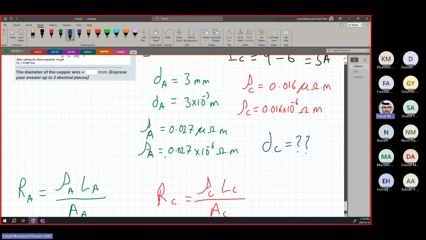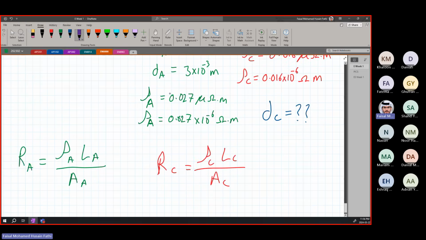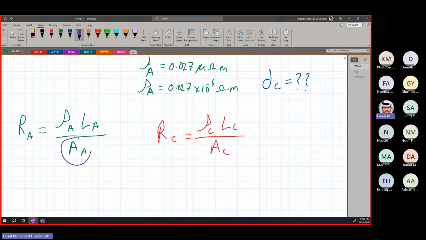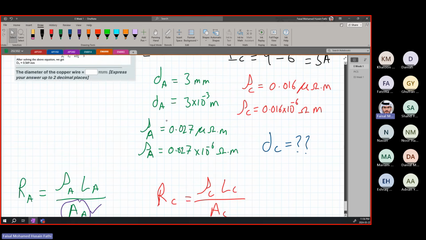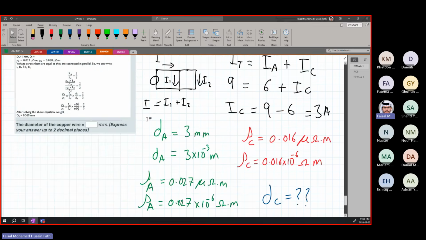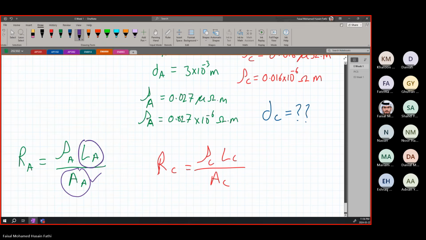What we have is, let me do it in purple. So what we have is we have the diameter, so we can find the area. All right, we need to find the area, but we have the diameter for this one. We have the length of both. So we have the length. And we have the resistivity of both.